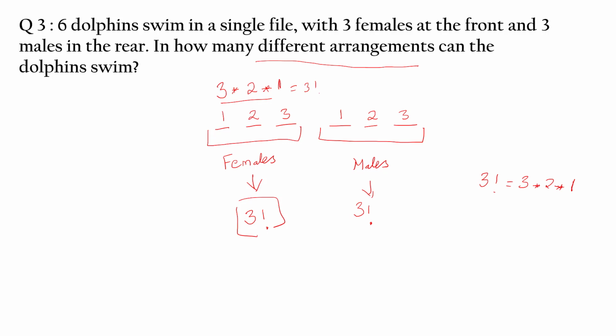So 3 factorial is 6, and 3 factorial is 6, multiplied. So the total number of different arrangements is 36.